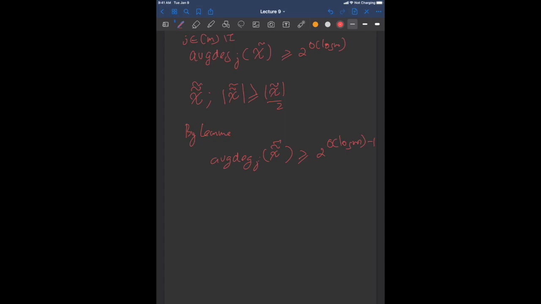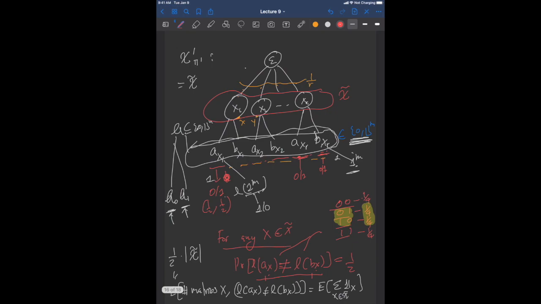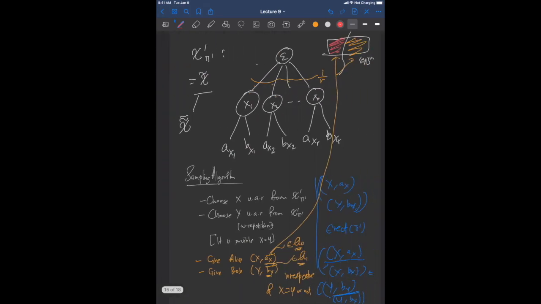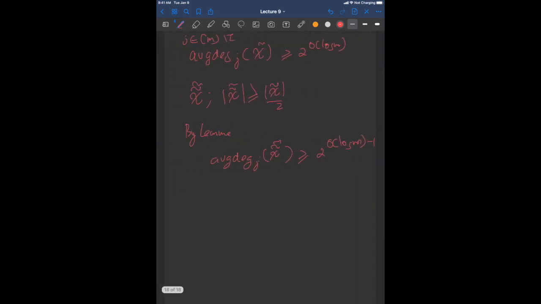Okay. So now I want to prove that with non-zero probability promise 2 is also true. So to complete the argument, prove that with non-zero probability promise 2 is true. So what is promise 2? Promise 2 said that for all i in m, if Ai is not equal to Bi, it implies that Xi is not equal to Yi.